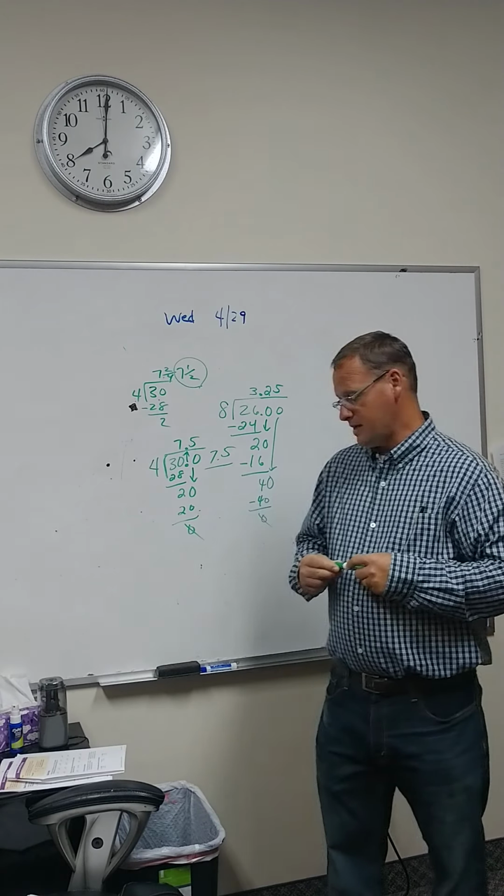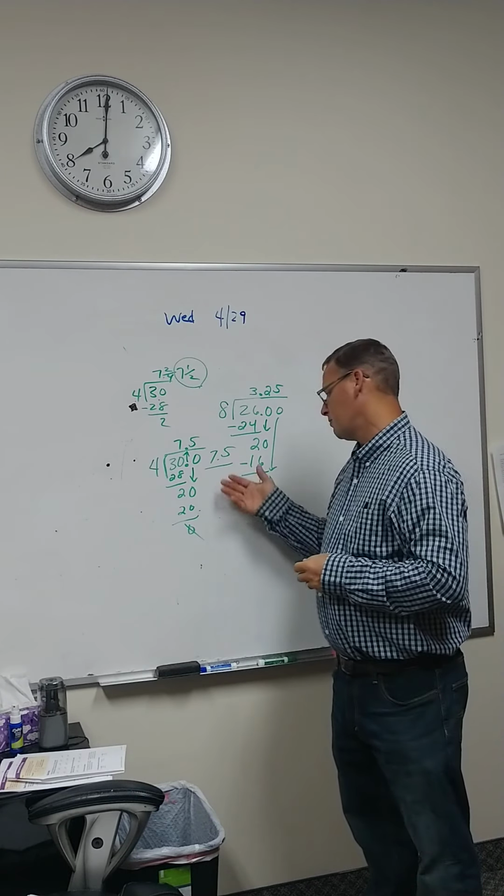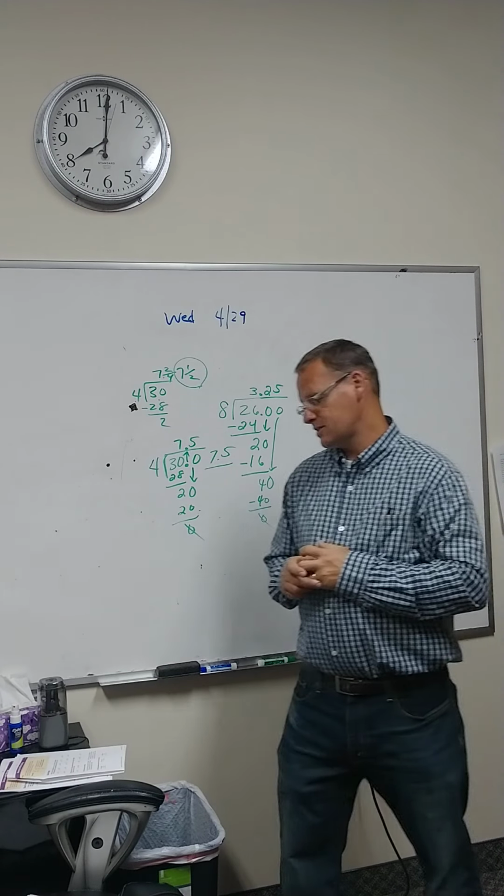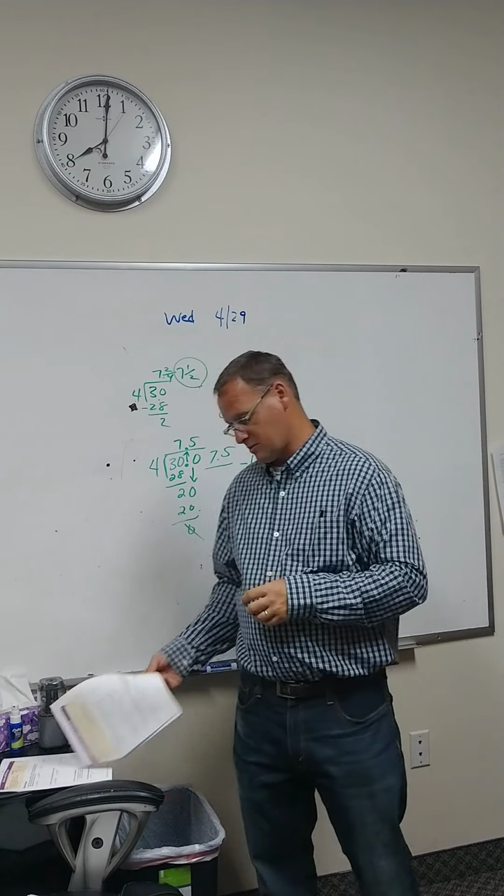And that is how you annex zeros when dividing. Run this back slowly if you need to, but that should take care of your annexing zeros.